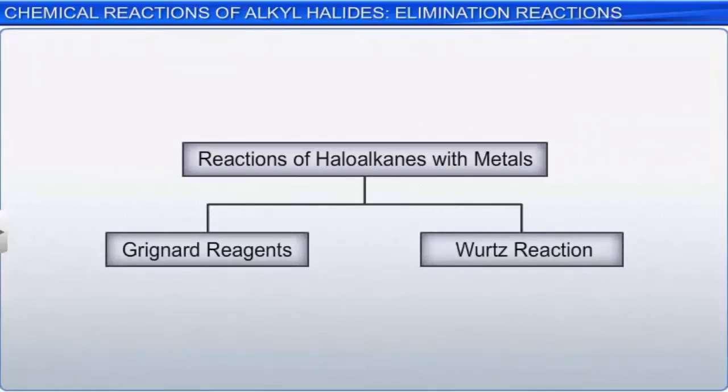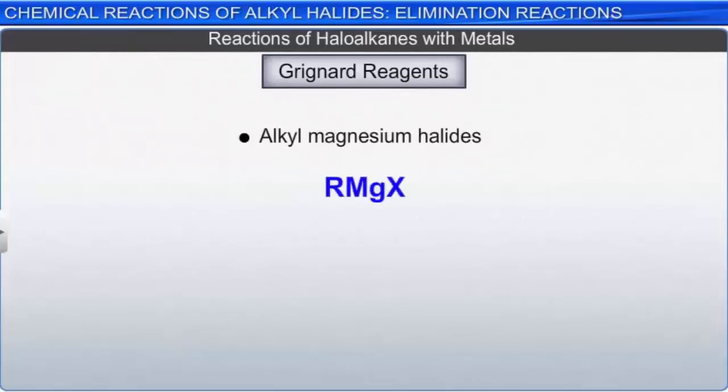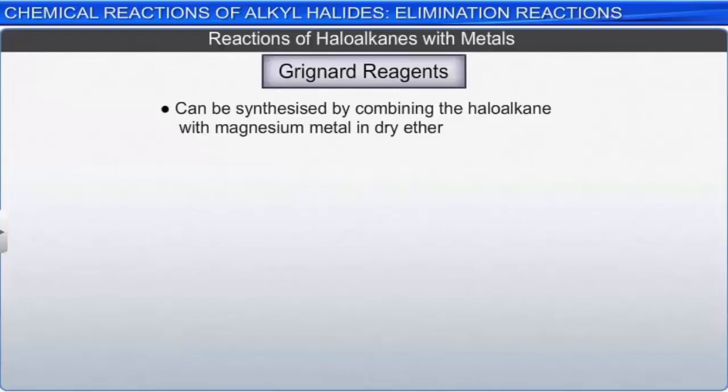One important class of organometallic compounds is called Grignard reagents. Grignard reagents are alkyl magnesium halides. They have the general formula RMgX, where R is an alkyl or aryl group and X is a chloride, bromide, or iodide. A Grignard reagent can be synthesized by combining a haloalkane with magnesium metal in dry ether. A general equation is shown here.